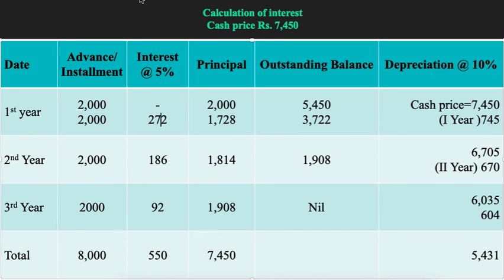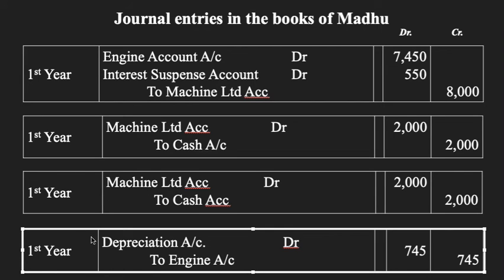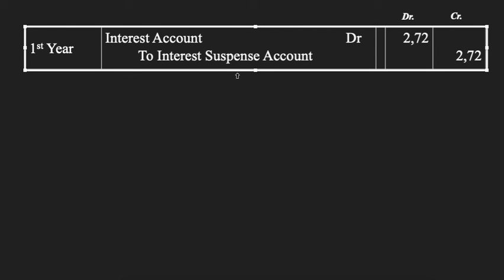Let us make the entries for both. This one is for the depreciation: depreciation account debit to engine account, 745. And the next one is for the interest. As I said, the entry would be interest account debit to interest suspense account, and the amount is 272 rupees.